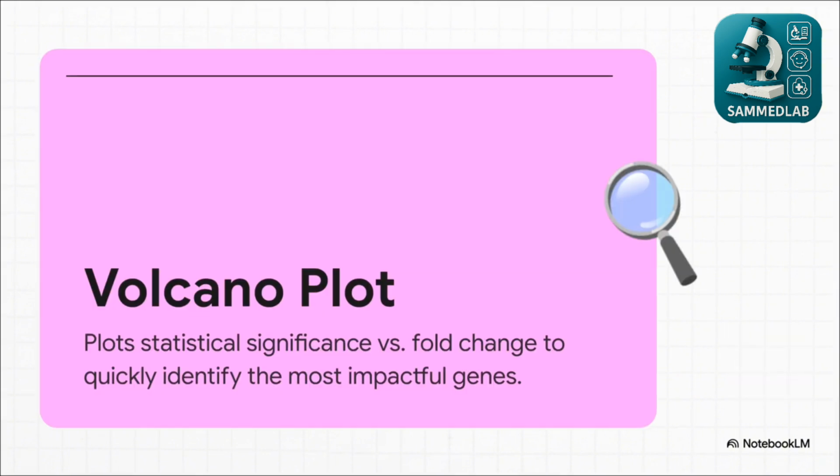First up, the volcano plot. This thing is a lifesaver if you're screening a ton of genes at once. It plots statistical significance against the fold change. So the genes that end up in these top corners, bam, those are your VIPs, the ones that are both highly significant and show a massive change in expression. They become your top candidates right away.